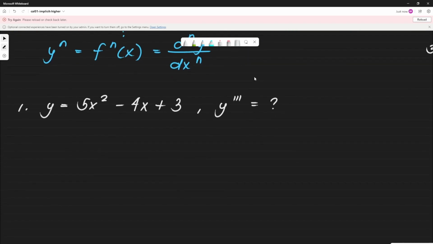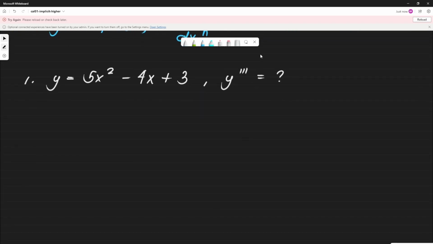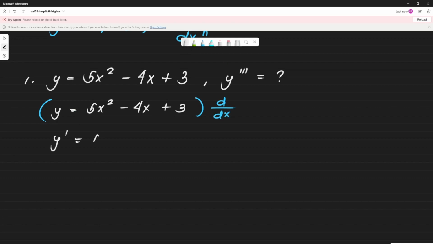So, we have here y is equal to 5x squared minus 4x plus 3. Okay, ang hinahanap sa atin is y triple prime. So, isa-isa, no? So, wag niyo mamadaliin ang higher derivatives kasi pag minadali niyo to, mamamali kayo. So, we will have the derivative. So, we will have y prime is equal to 5 times 2x minus 4. No, which is actually, this is equal to 10x minus 4. No? Tapos, kunin lang natin yung derivative ulit.